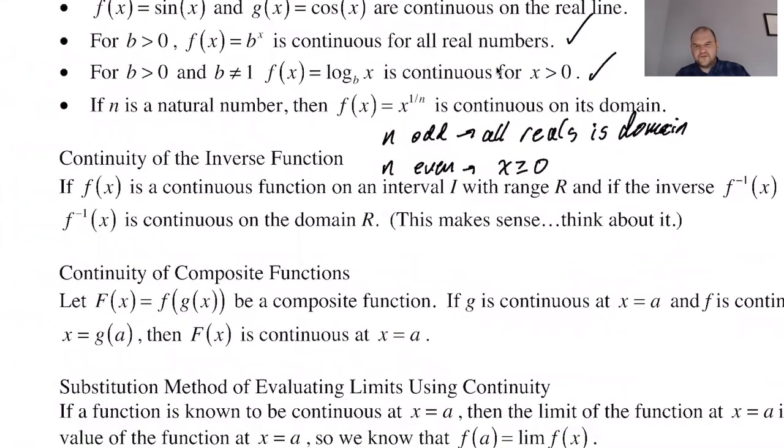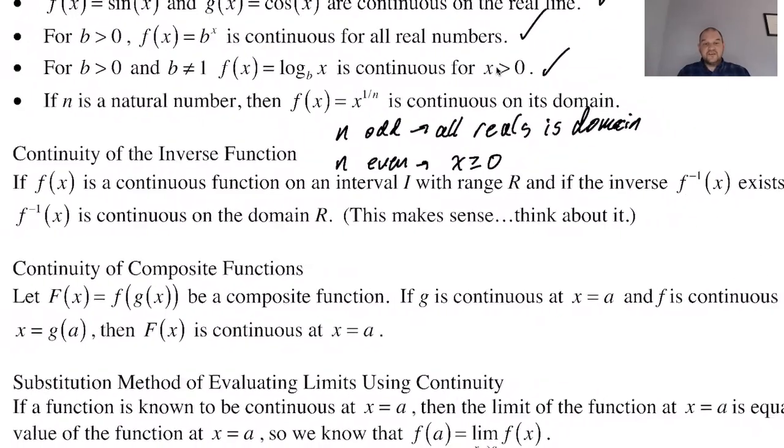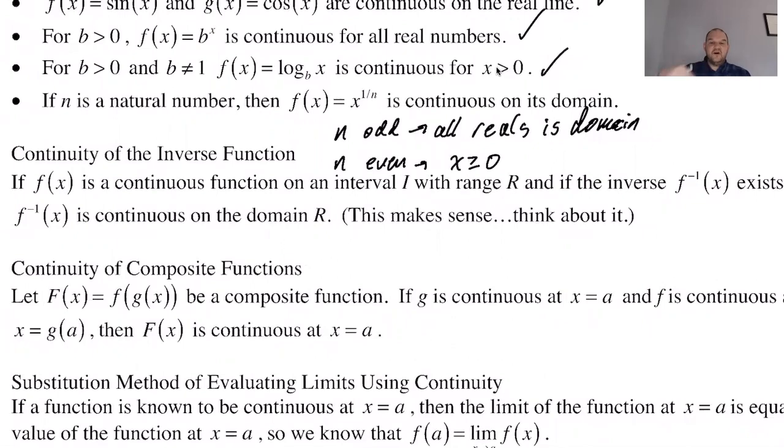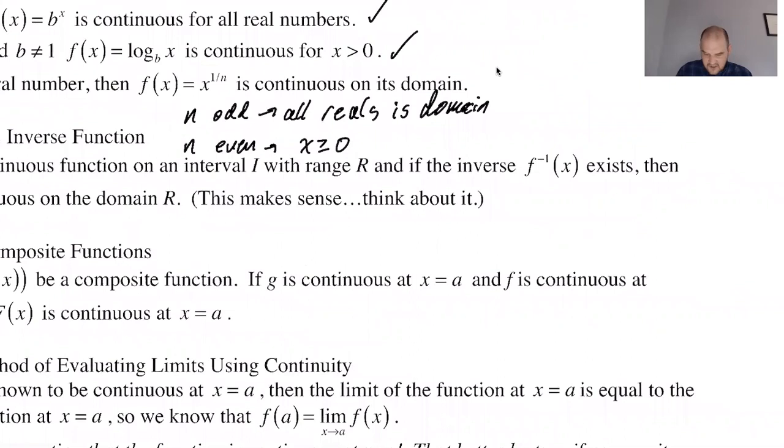Continuity of the inverse function, don't even worry about this one, but you can read it. If f is continuous on an interval I with range R, and if the inverse exists, then f inverse is continuous on the domain R. Think about it, right? So you've got your function that's maybe like this. This is your domain, and then this is R, it's continuous.